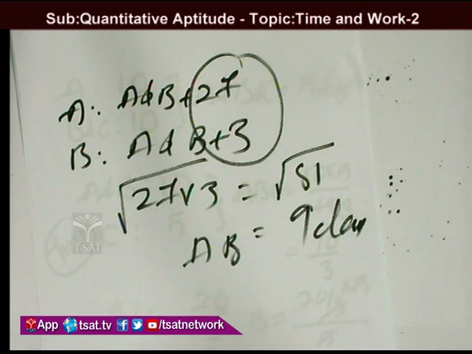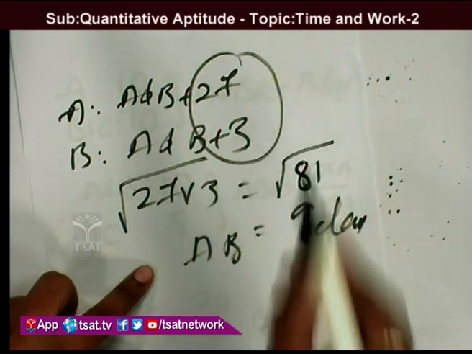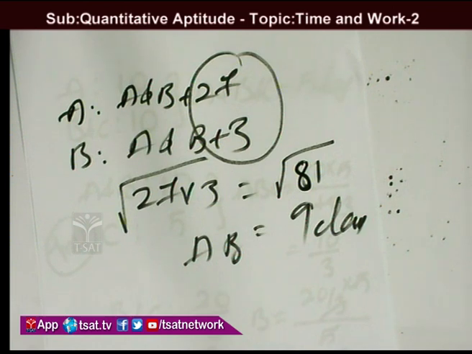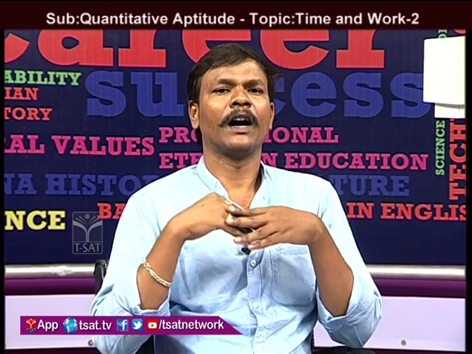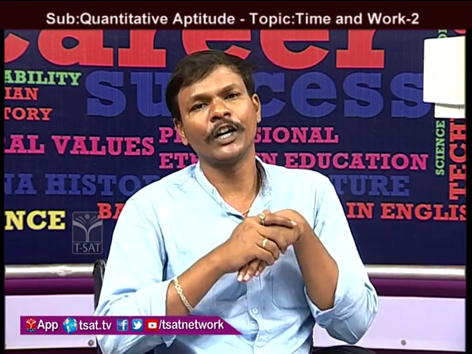This is a very, very important problem. By any book method or formula-based method, it takes at least 5 minutes. But we are applying the simple method: 27 into 3 is 81, root of 81, 9 is our answer, simple. Okay, clear? So, 81 gives 9 days as the answer. These are some of the concepts applied in time and work for high level quantitative aptitude.